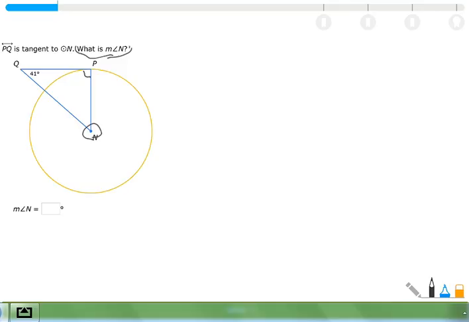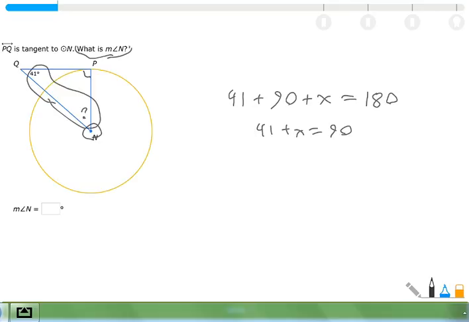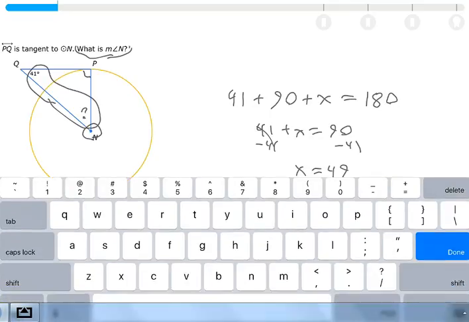So if we want to find this angle right here, we would say, okay, well, 41 plus 90 plus, let's call it x, equals 180. So subtracting 90, we get 41 plus x is 90. And really, in a right triangle, we always know those other two angles are complementary. So we take away that 41, minus 41, and we get x equals 49.